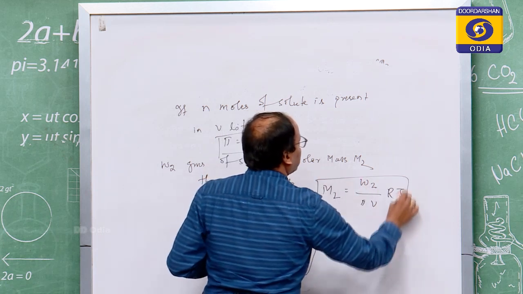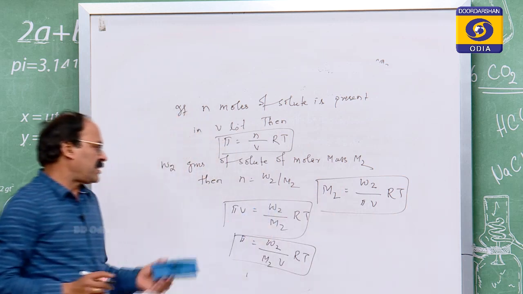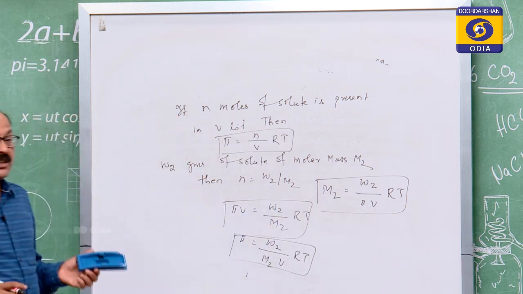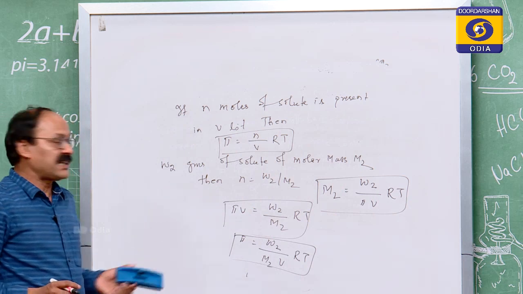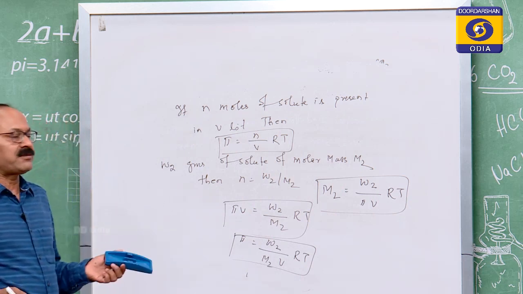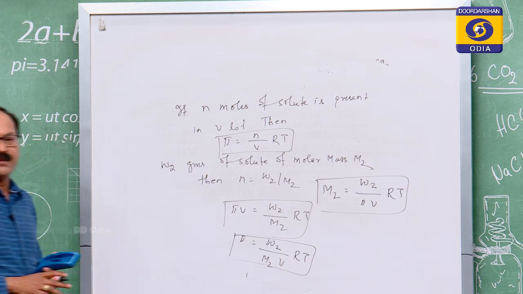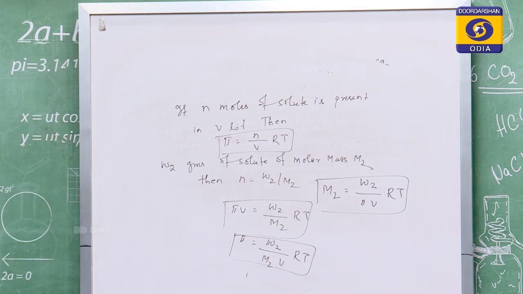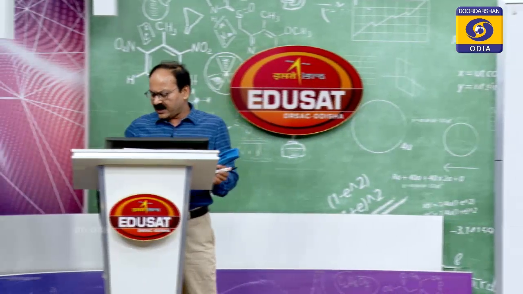So, if you know the weight of the solute, the osmotic pressure from the experiment, and the volume V of the solution is given, R is the universal gas constant, which is always constant, and T is the absolute temperature, then you can calculate the molar mass of the solute. Thus, this is the Boyle-Van't Hoff law. We can have a numerical on this also.